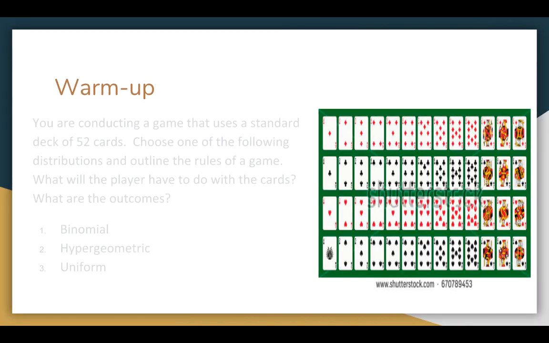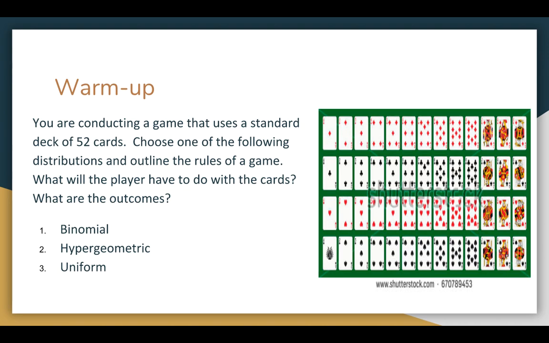So as a warm-up, you've got a deck of cards. If you're conducting a game that uses 52 cards, how are you going to do it so that it's a binomial, hypergeometric, or uniform? So how do you think about this?